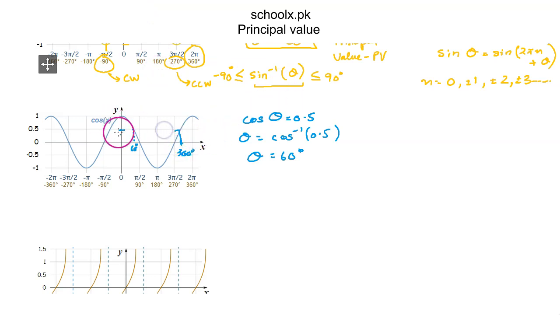And cos of negative 60, because cos is symmetrical about the y-axis, right? Now from here, we know that theta can be 60 degrees, negative 60 degrees, and 300 degrees. And if I take cos of 300, cos of minus 60, cos of 60, I'll get the same answer, which is 0.5. So why did my calculator give me the answer of theta equals 60 degrees?